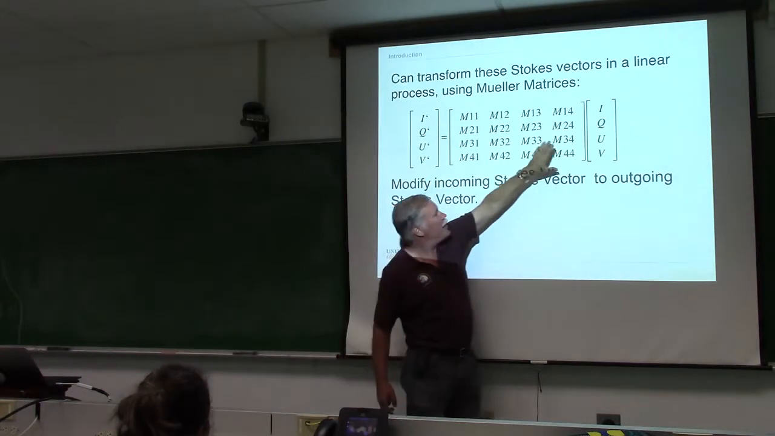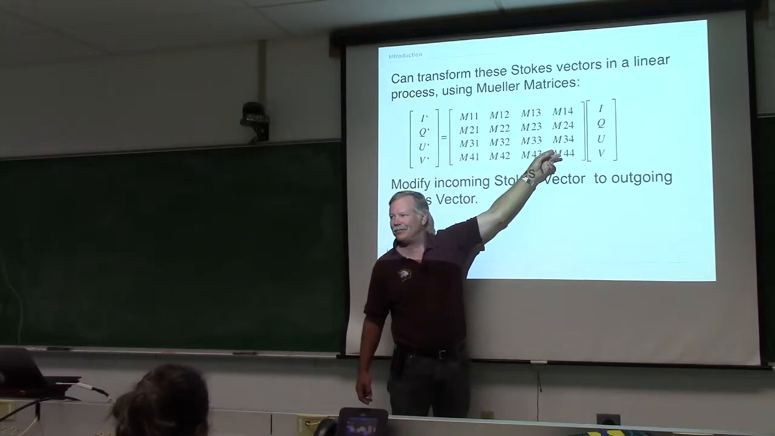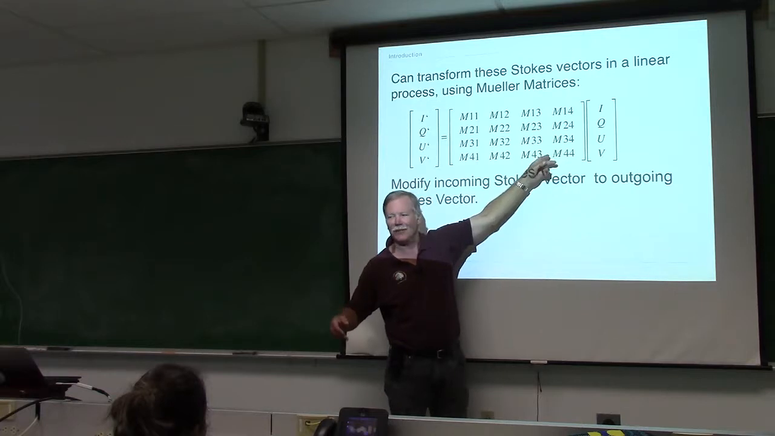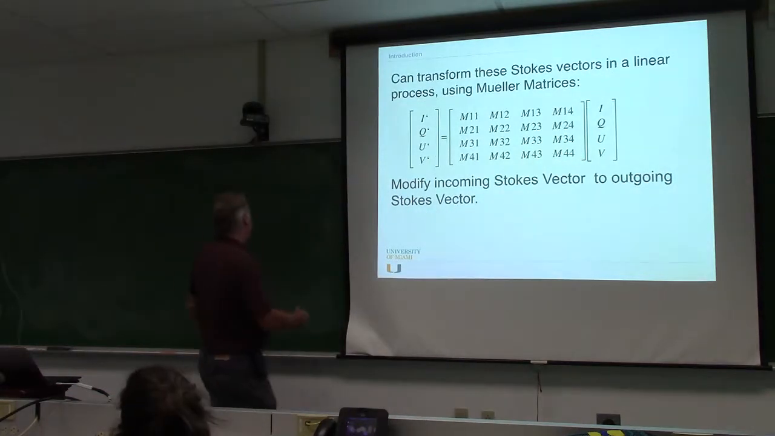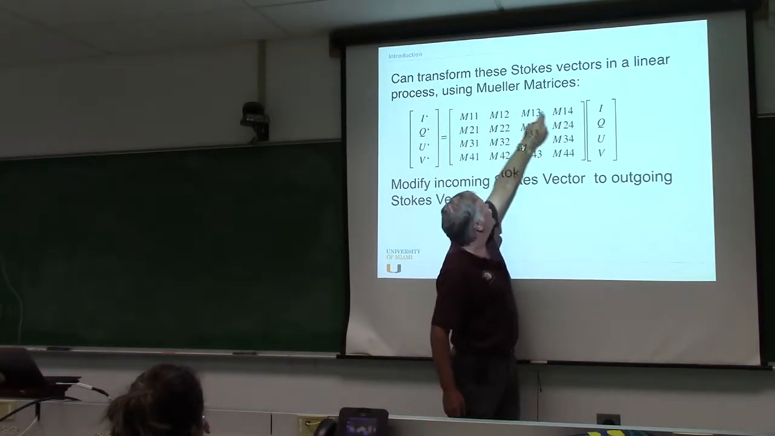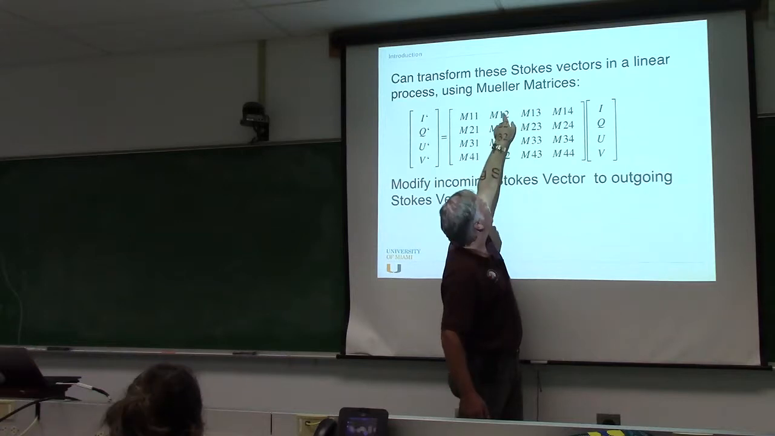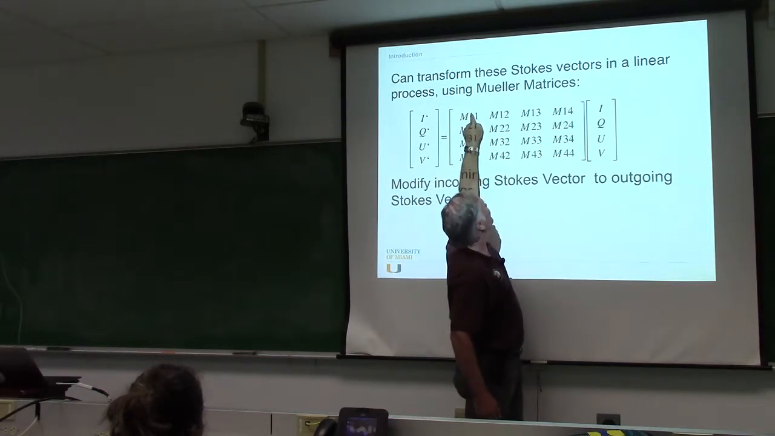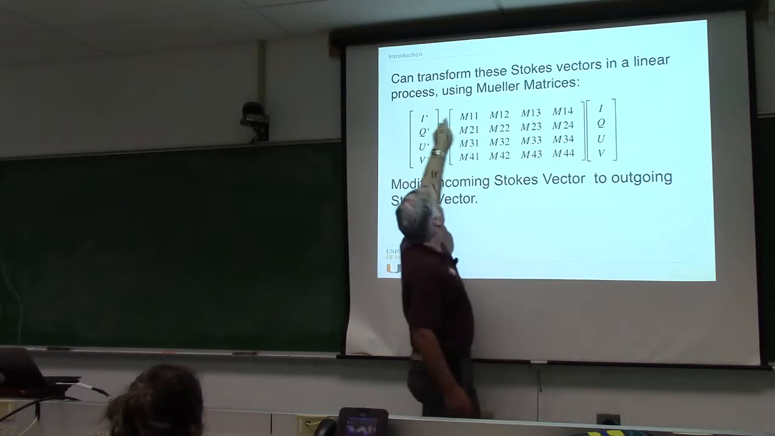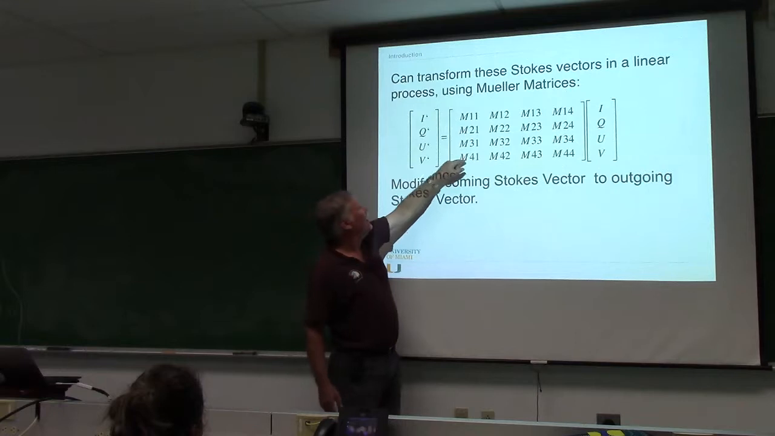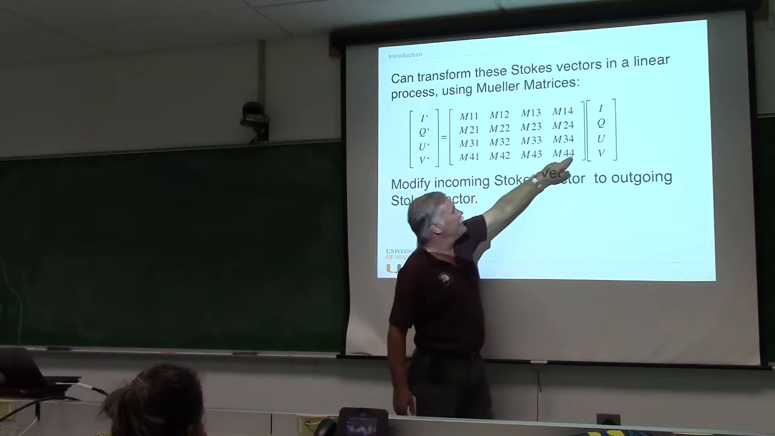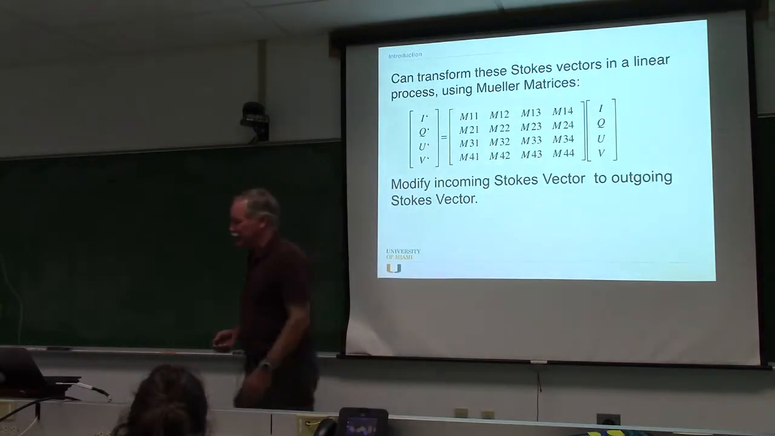But anyway, remember how to do matrix multiplication? Anybody not remember how to do matrix multiplication? Good. Well, okay, one person. So basically, if we look at this element, it's I times this one plus Q times that one plus U times that one plus V times that one. That gives me that one. This one would be I times this, Q times this, U times that, and V times that. Okay, so there's matrix multiplication.